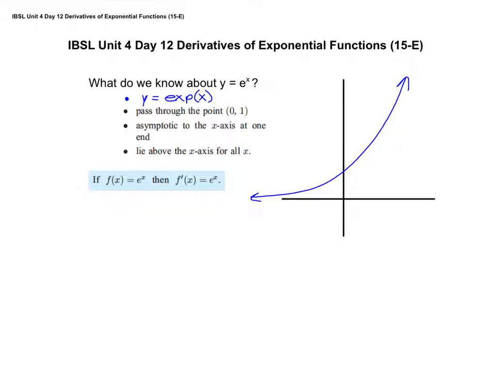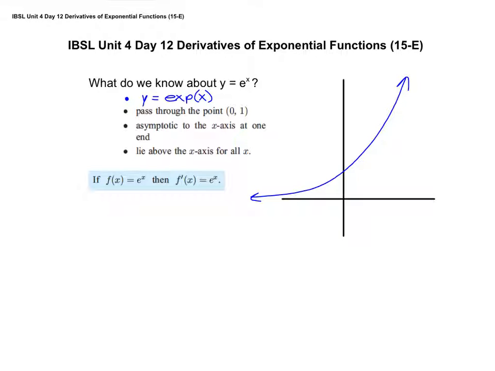Today, we get to look at the easiest derivative rule, even easier than the constant. Derivative of a constant is 0. Even easier than that, though, is our exponential function. The last 3 lessons of our unit, we're going to be looking at exponential functions, logarithmic functions, and then finally trig functions.